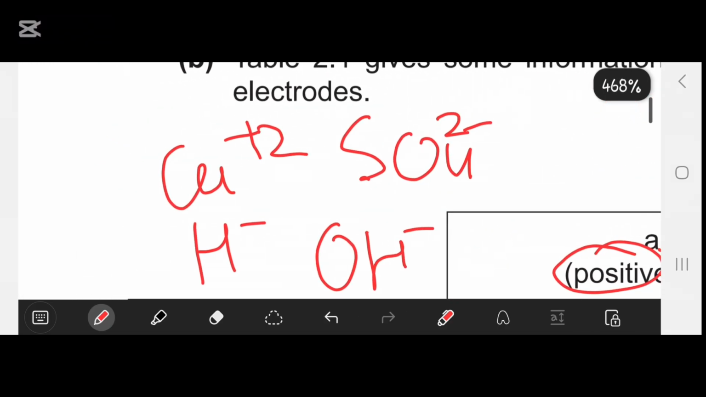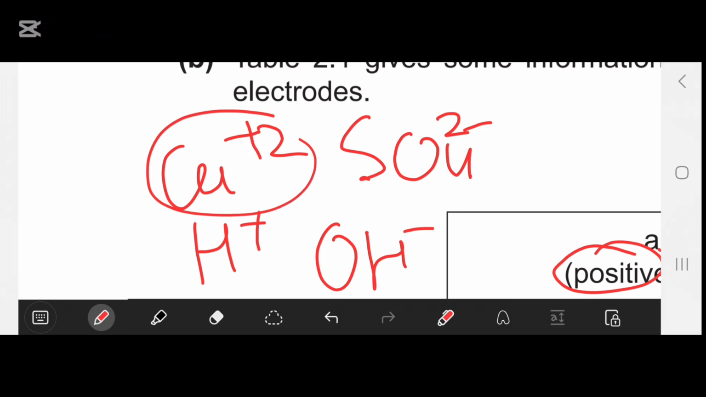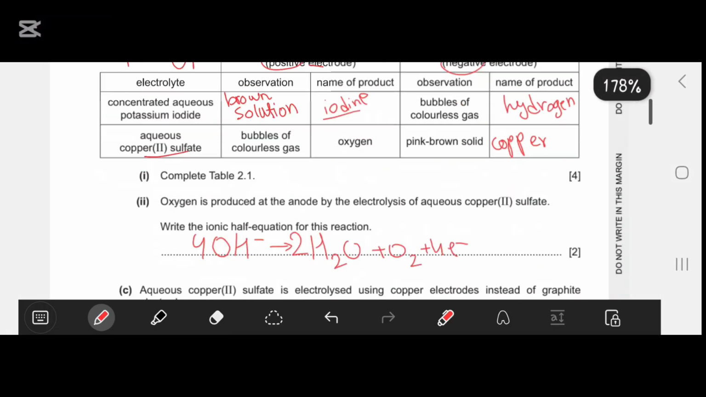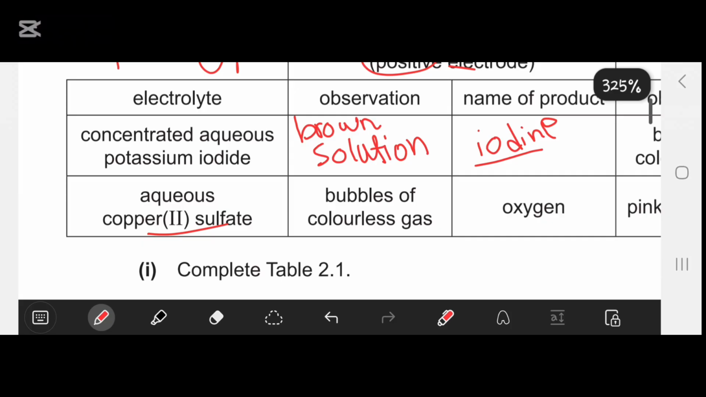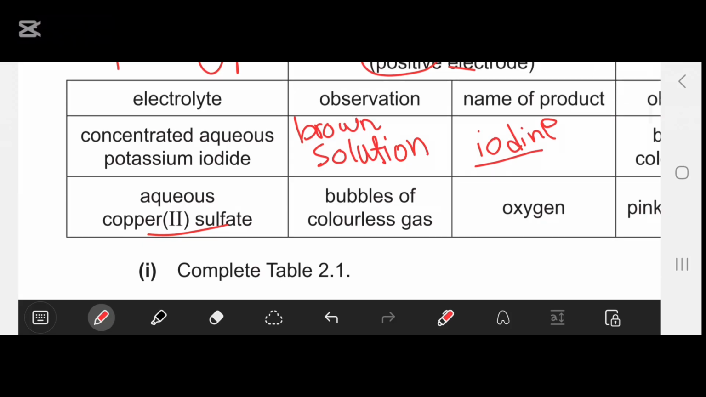First of all, at the cathode, we will take the least reactive, which here is copper. Copper is less reactive than hydrogen. What about the sulfate and hydroxide? Here it said aqueous solution. It didn't say dilute and it didn't say concentrated.